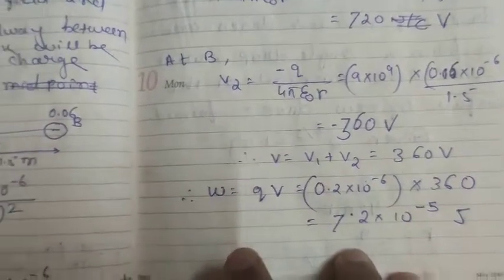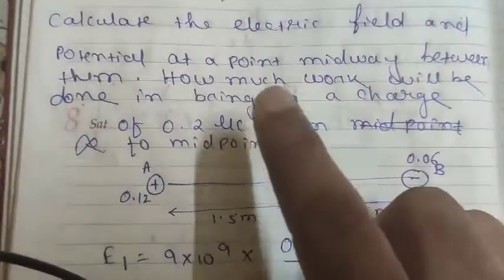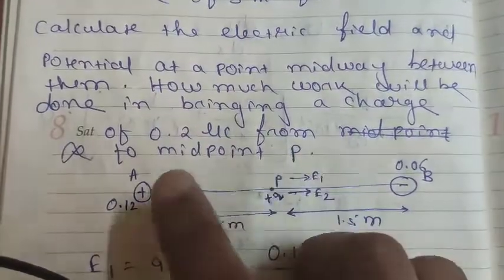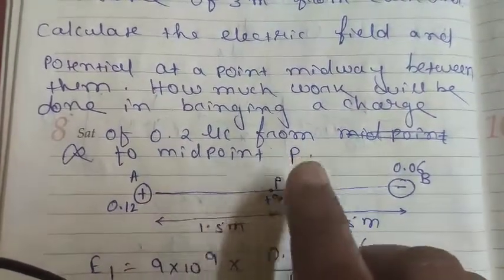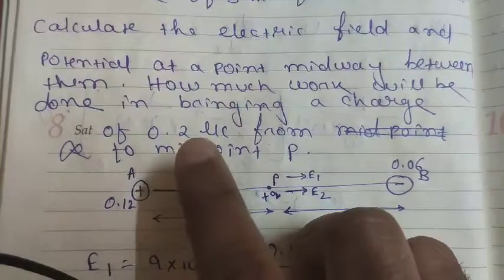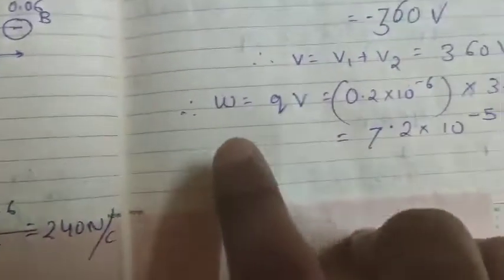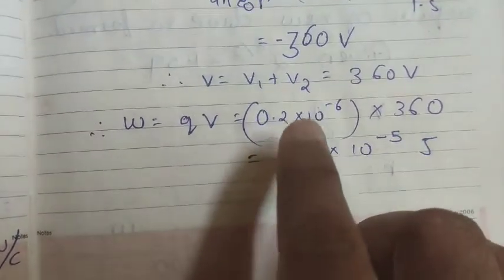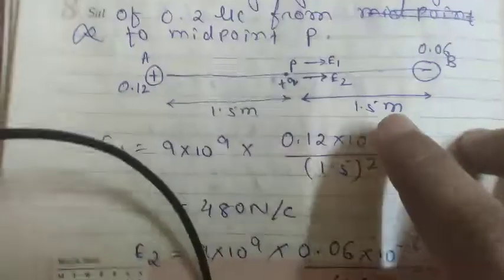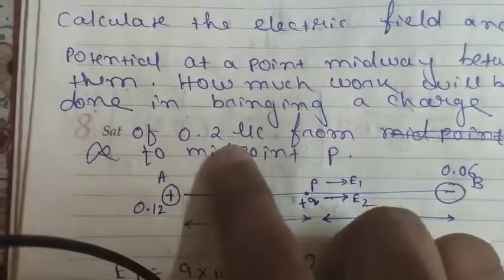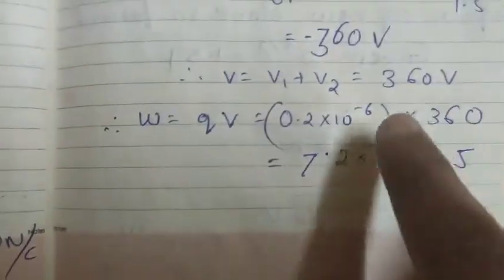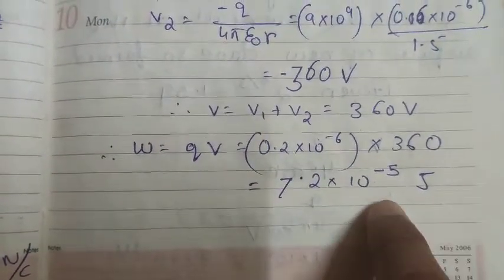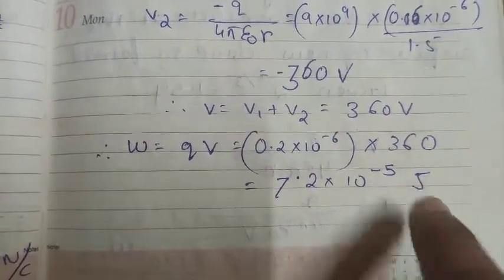Now what is asked in the question: how much work will be done in bringing a charge of 0.2 microcoulomb from infinity to midpoint P. What is the charge given? 0.2 microcoulomb. So it is asked work done. The work done formula is Q into V. So Q value 0.2 into 10 to the minus 6, as it is given here in the last line, 0.2 microcoulomb, multiplied with V. What V did you get? 360. So the answer is 7.2 into 10 to the minus 5 joule.